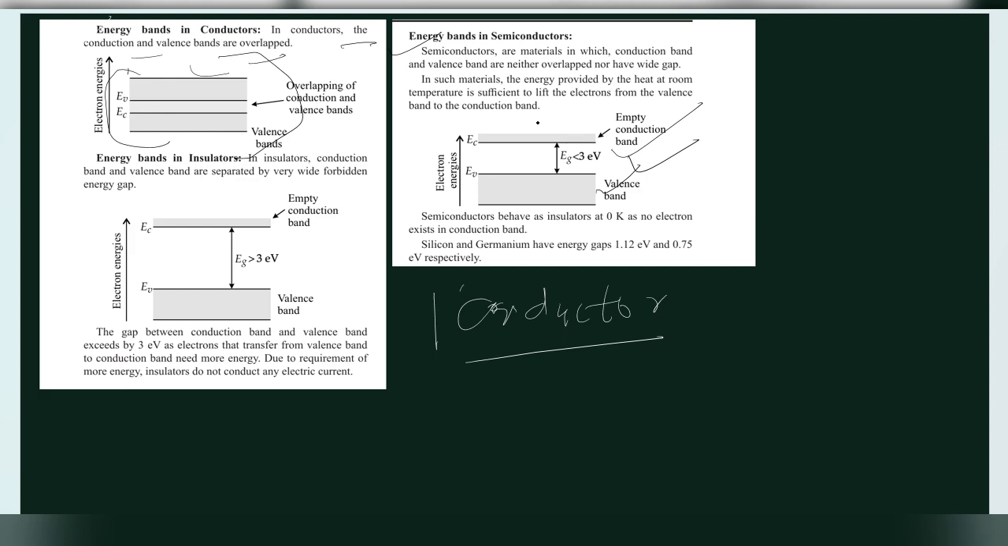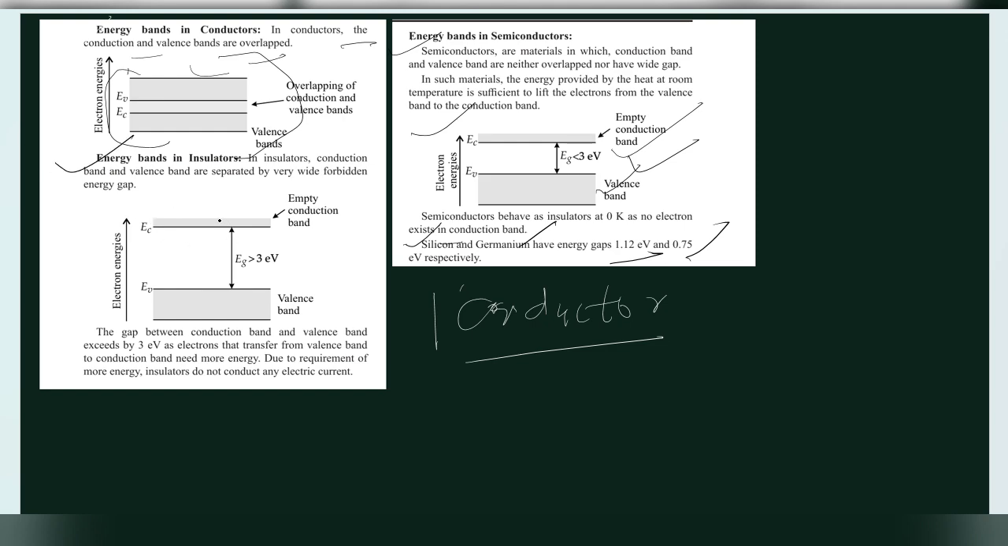So we can say that the forbidden energy gap in case of semiconductor is less than 3 electron volt. When heat energy is provided to the semiconductors, the electrons from the valence band jump to the conduction band and start conducting. We can see here for different semiconductors, the forbidden energy gap is different. For silicon, the forbidden energy gap is 1.12 electron volt, and for germanium, it is 0.75 electron volt. Now we will discuss the energy band in insulators.